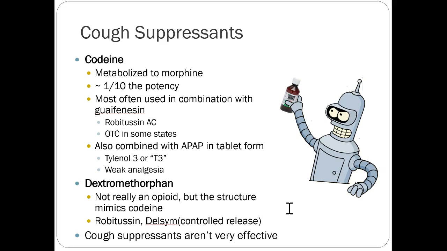Dextromethorphan is not really an opioid, but its structure is actually very opioid-like. It's your common cough syrup. That's what's in Robitussin or Delsym, a controlled release. You can't really get an opioid-like effect, but if people drink a ton of it, they do kind of get a weird euphoric hallucinogenic property from it, so you can abuse it in large amounts, especially Delsym. It's a lot of drug in a small amount of volume, and so if you chug a bunch of Delsym, you will get some odd effects.